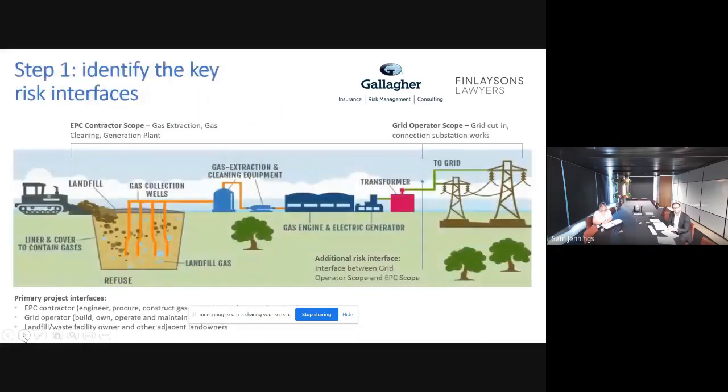We thought we'd try and make that exact scenario visible. So right away, as a developer, looking at this image up on the screen, you can identify who your primary risk interfaces are, and you can see how they'll be interacting with each other. So you've got your primary interfaces being your EPC contractor, who will obviously be on site undertaking a large amount of the works that are involved.